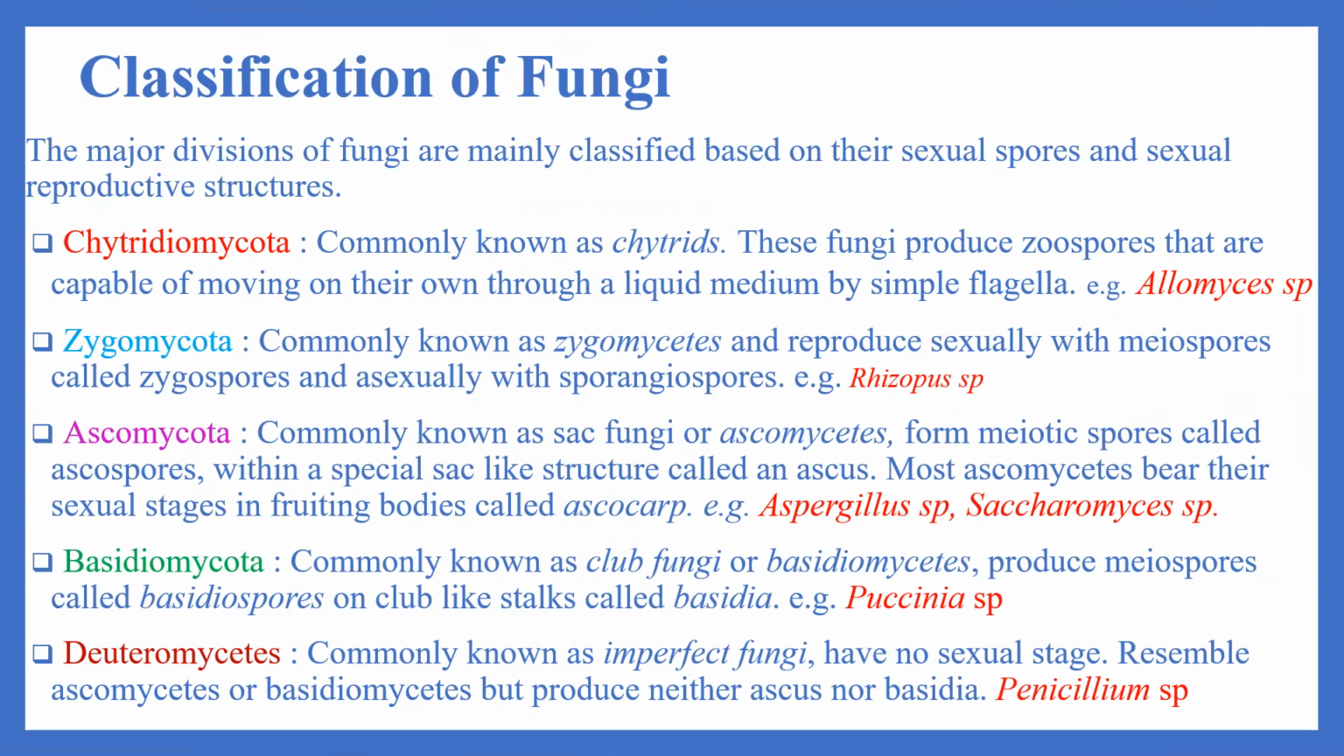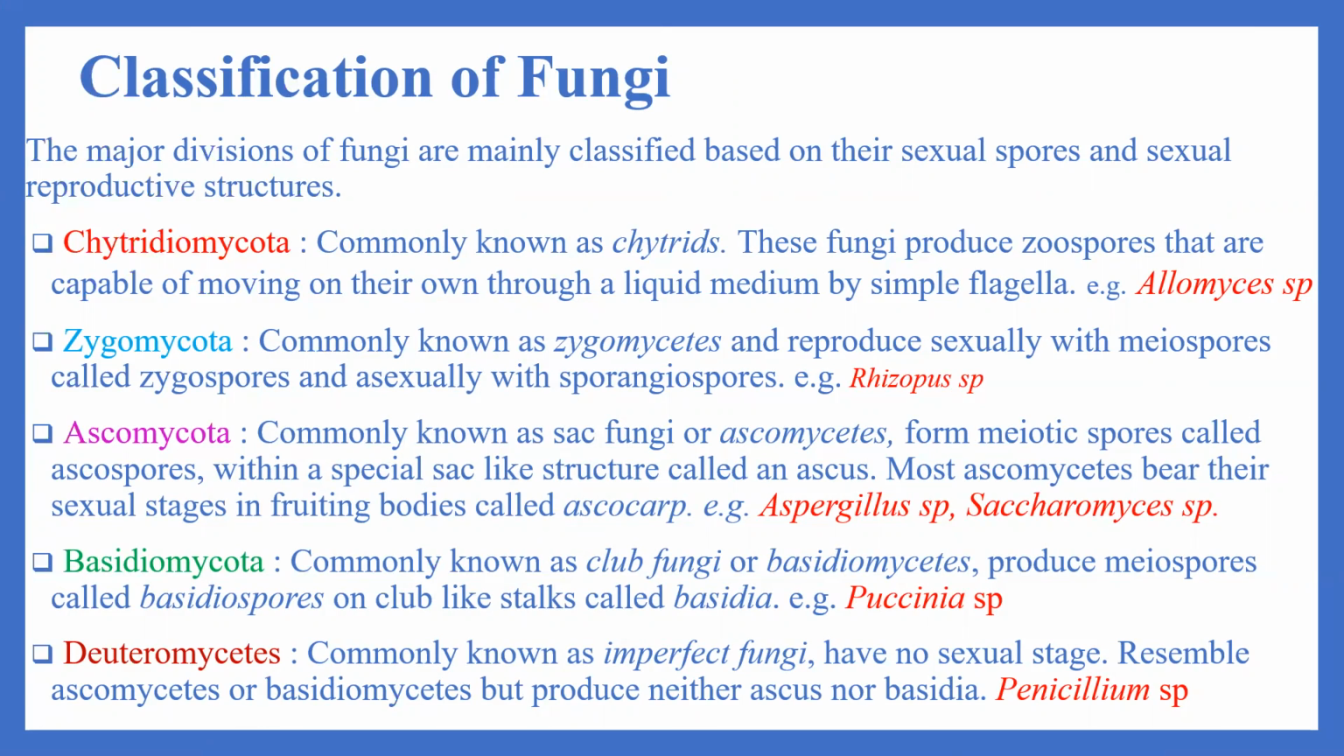Ascomycota, commonly known as sac fungi or Ascomycetes, form meiotic spores called ascospores within a special sac-like structure called an ascus. Most ascomycetes bear their sexual stages in fruiting bodies called ascocarp. Common examples are Aspergillus and Saccharomyces, that is common yeast.